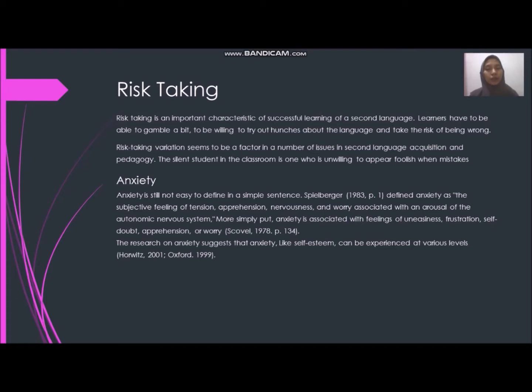I'm going to explain about affective factors in second language acquisition. That is anxiety, empathy, extraversion, and motivation.